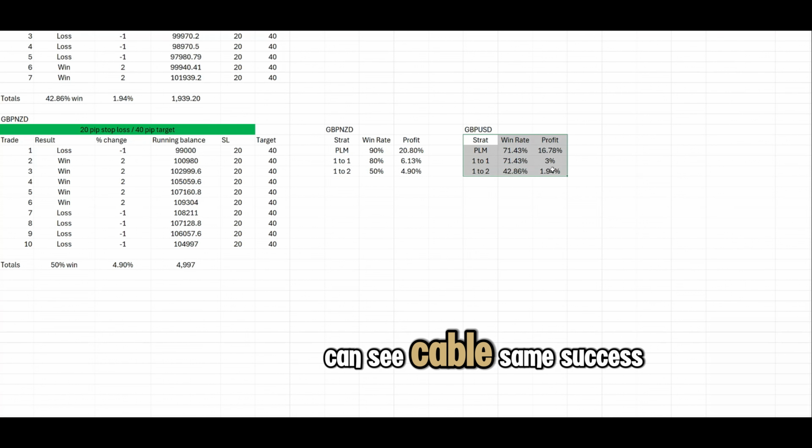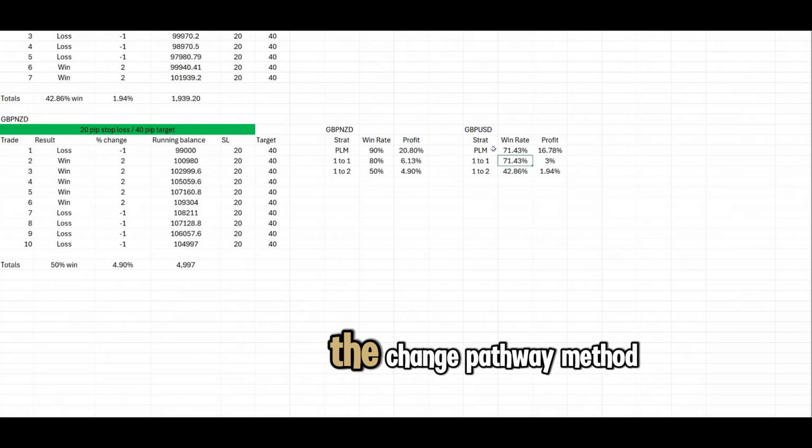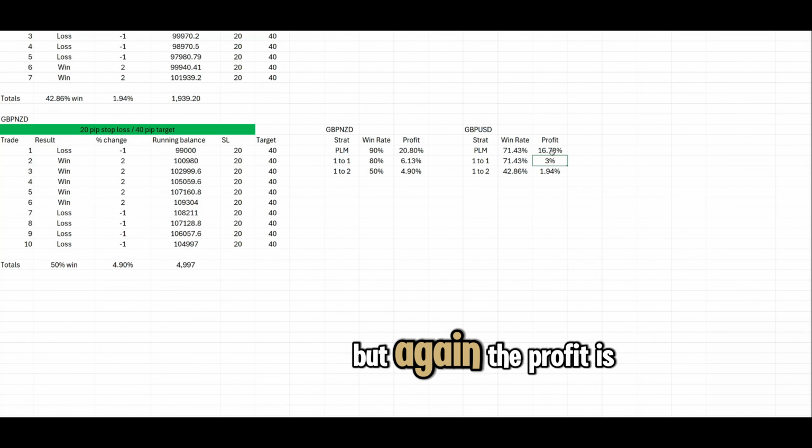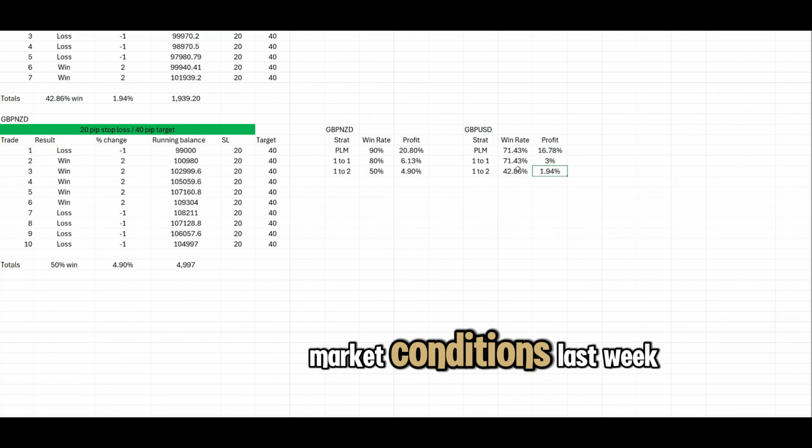You can see cable, same success rate on the 1-to-1 and the Traders Pathway method, but again, the profit is night and day. It's still profit, but these are very favourable market conditions last week.